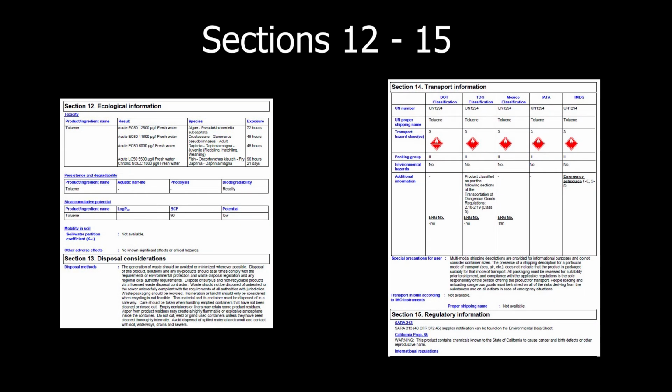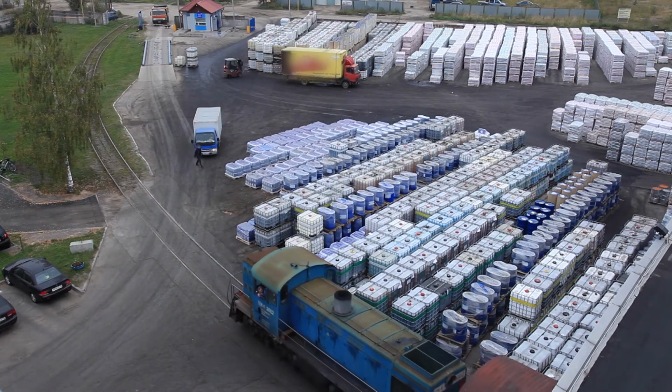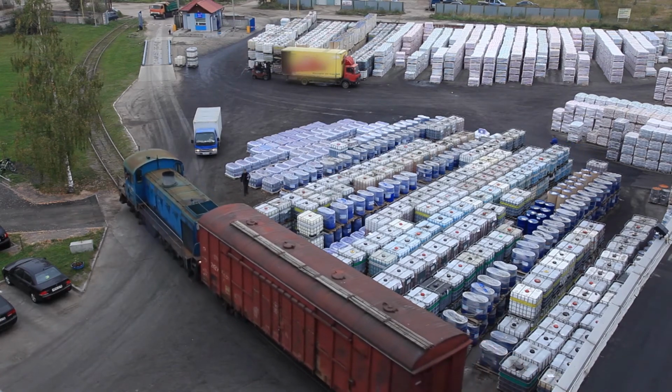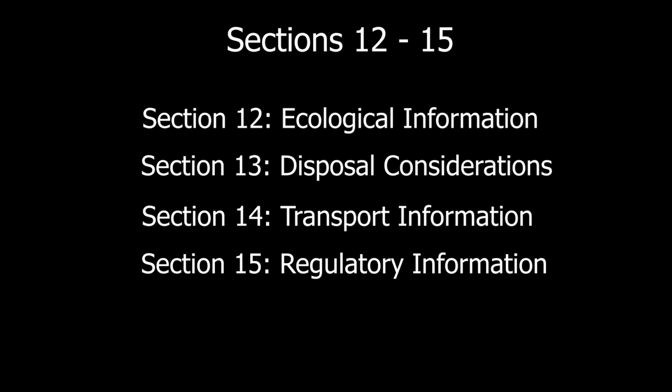An SDS must also contain sections 12 through 15 to be consistent with the UN Globally Harmonized System of Classification and Labeling of Chemicals. Sections 12 through 15 are not enforced by the Occupational Safety and Health Administration like the other sections of an SDS. Sections 12 through 15 are enforced by other agencies depending on the content of the section. For example, Section 14, Transport Information, details classification information for shipping and transporting hazardous chemicals by road, air, rail, or sea, which would be enforced by the Department of Transportation. Other sections include ecological information, disposal information, and regulatory information.